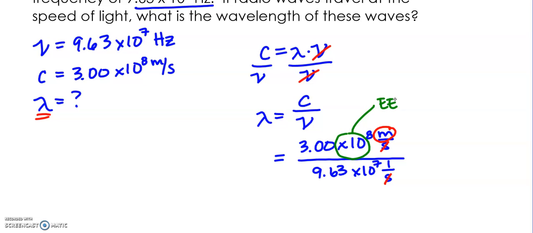So I type in 3, my EE button, and then I type my exponent 8, divided by 9.63, my EE button, and then 7. When I type that in, I'm going to round this to 3 sig digs because both my values have 3. So my answer would be 3.11 meters. So it's just over 3 meters long is what one of these radio waves would have.